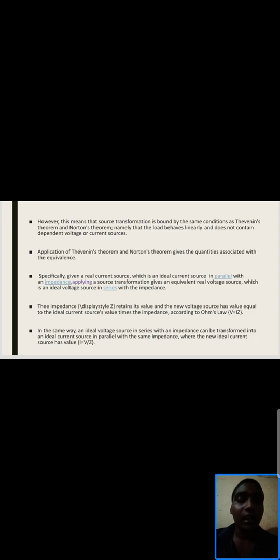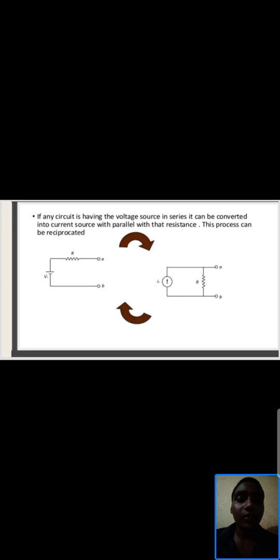In the same way, an ideal voltage source in series with an impedance can be transformed into an ideal current source in parallel with the same impedance, where the new ideal current source has the value I equals V by Z. In any circuit, if there is a voltage source in series with a resistance, it can be converted into a current source in parallel with that resistance.